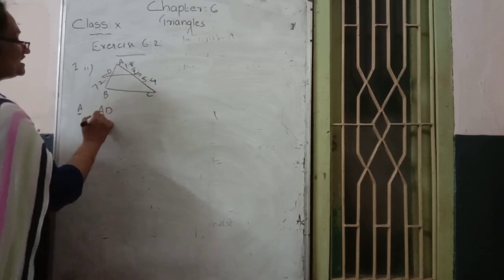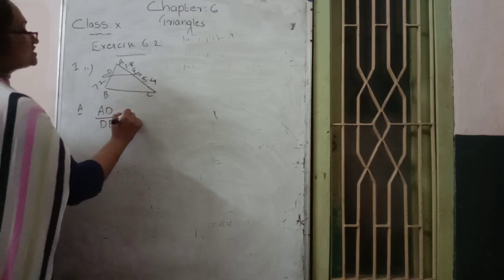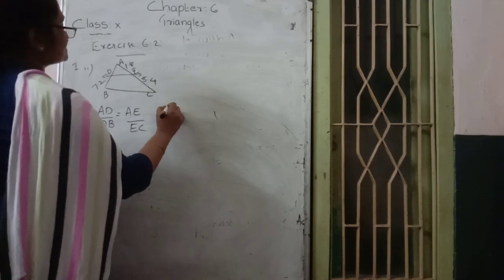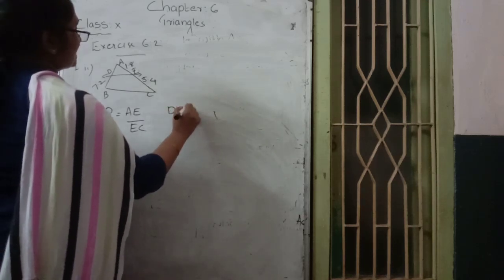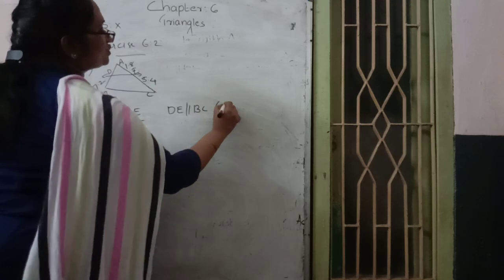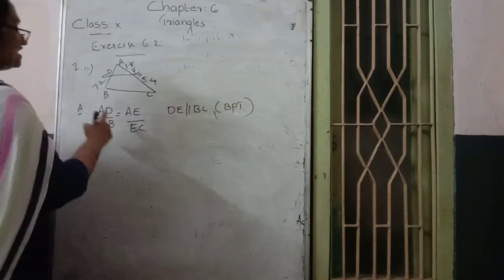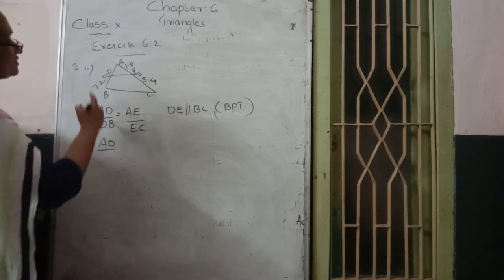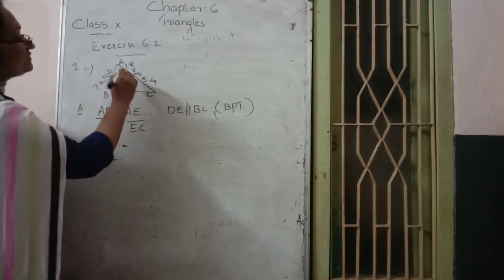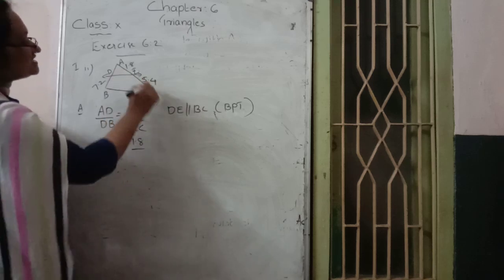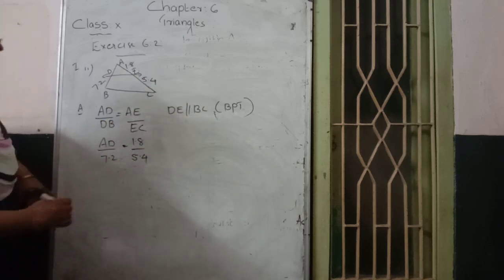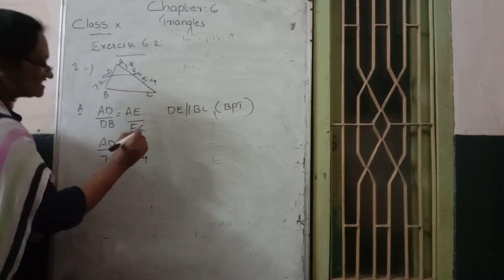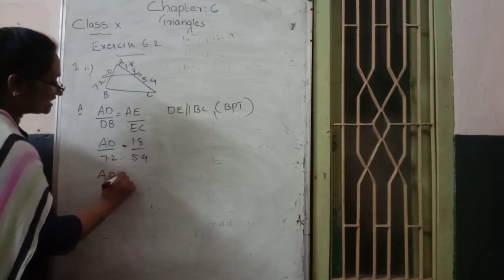BPT theorem says that AD by DB is equal to AE by EC ratio. What is the reason? Because DE is parallel to BC, they have given, and using BPT theorem. Then AD value is unknown, we don't know. DB value is how much? 7.2. AE value is how much? 1.8. EC value is how much? 5.4. Our aim is to find AD. First complete this part, after that the AD value is easy.